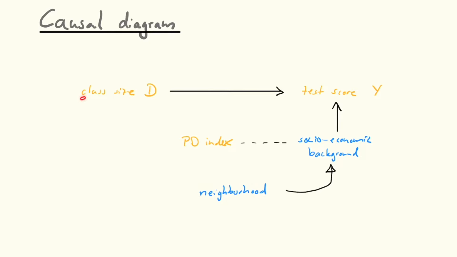Neighborhood may also affect class size. For example, if the school is located in a rural, sparsely populated area, there may be only a few students entering school each year, only enough students to have one small class. So neighborhood can affect the size of the student cohort, which in turn affects class size. The PD index is also observed by politicians who may use it, and actually do use it, to allocate more resources to schools with a high percentage of disadvantaged students. For example, they may have smaller classes in such areas.